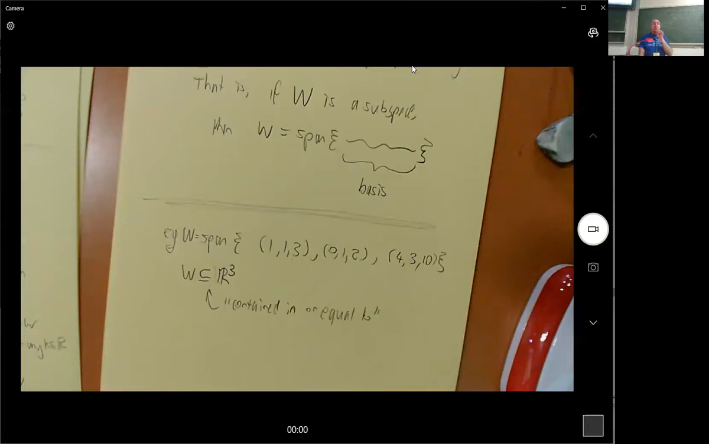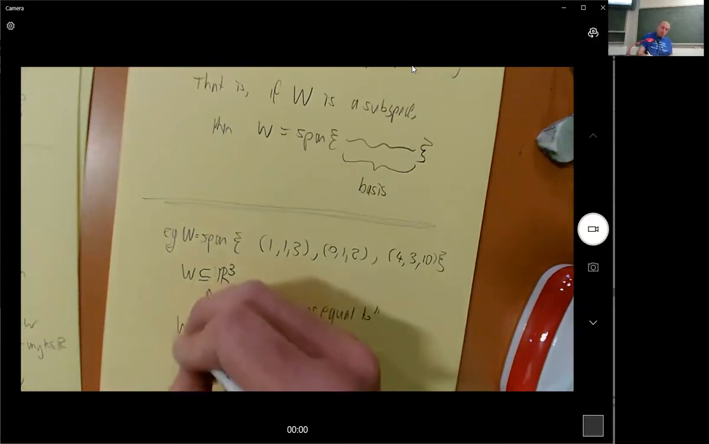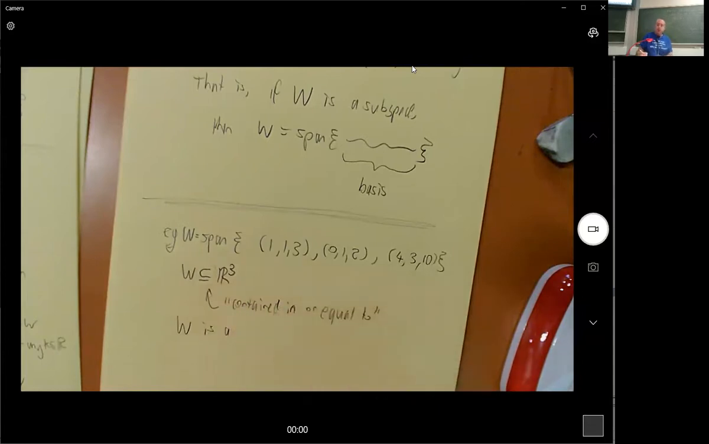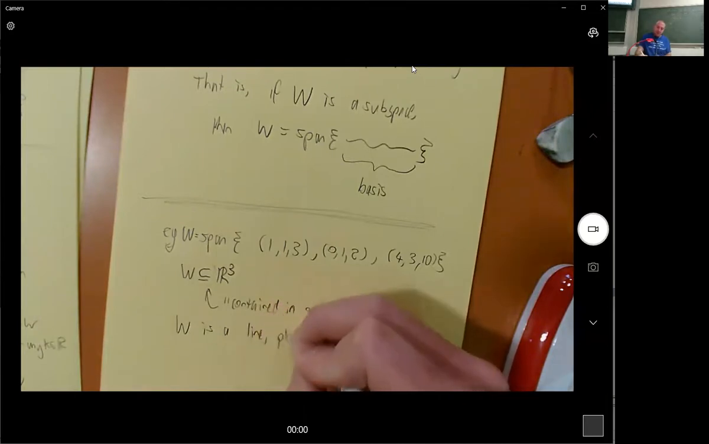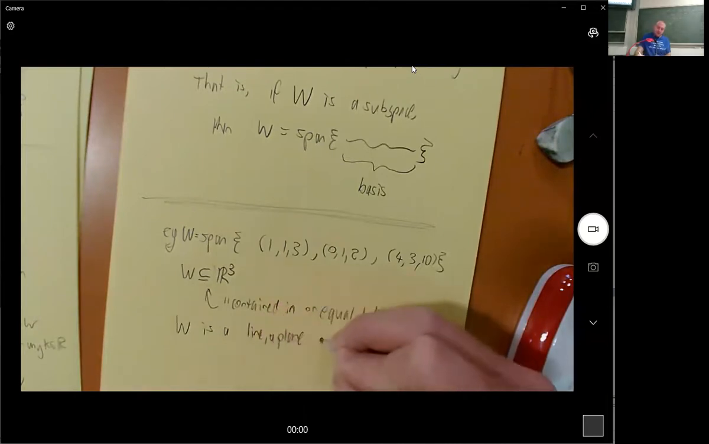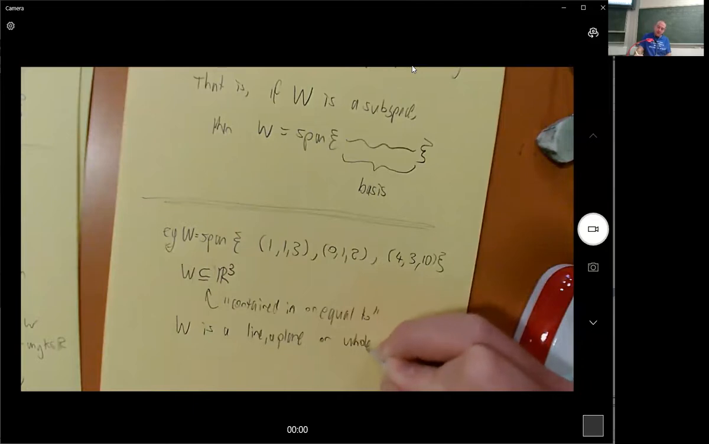Since it is a span, the only options for what W could be are a line, a plane, or the whole of R3. That's the only options. That's what spans have to be. Well, it could be just the zero vector, but it's not because it's got these things in it. So a line, a plane, or the whole of R3.